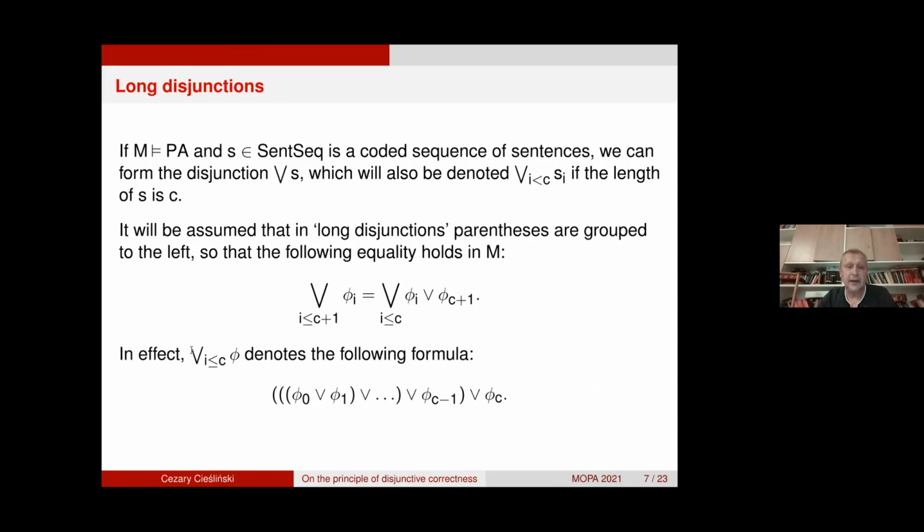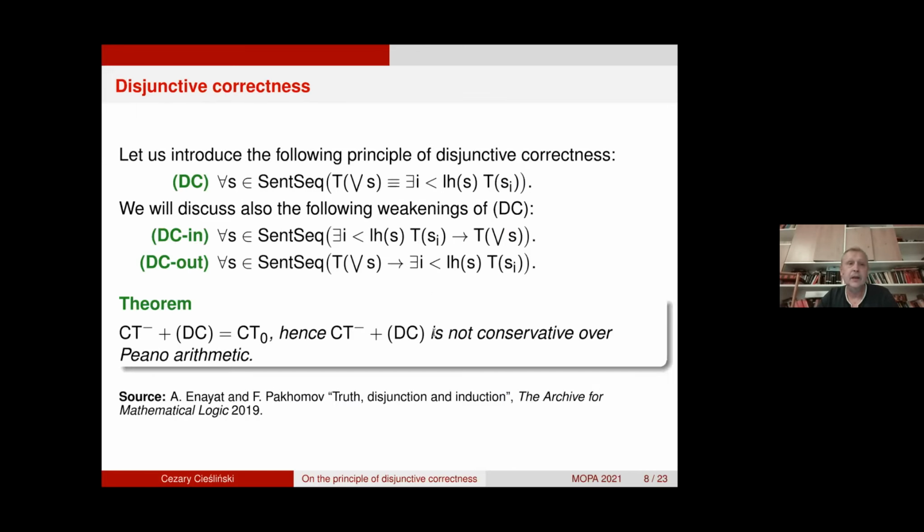So in fact, maybe let's start from here. When you have such a formula, the assumption is always that it looks like that with this bracketing. So the last disjunct is very close in the syntactic tree of this formula. So in effect, such a disjunction, when we have it, we have first this disjunction and then the last disjunct.